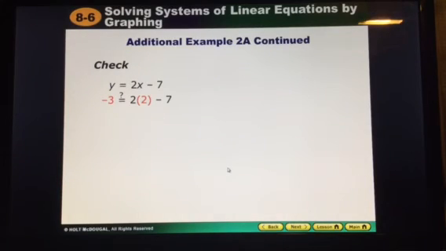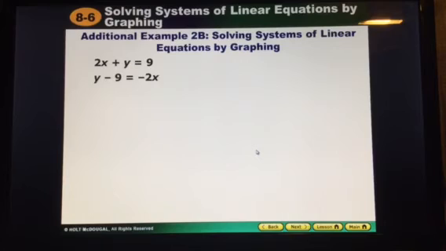So if we plug in 2 for x and -3 for y, that's going to be 4 minus 7, which is -3. The other one, we're going to put in 2 for x and -3 for y, so 6 minus 3 or plus -3 is 3, so that one checks. All right, so our next one, we're going to get them both in slope-intercept form.